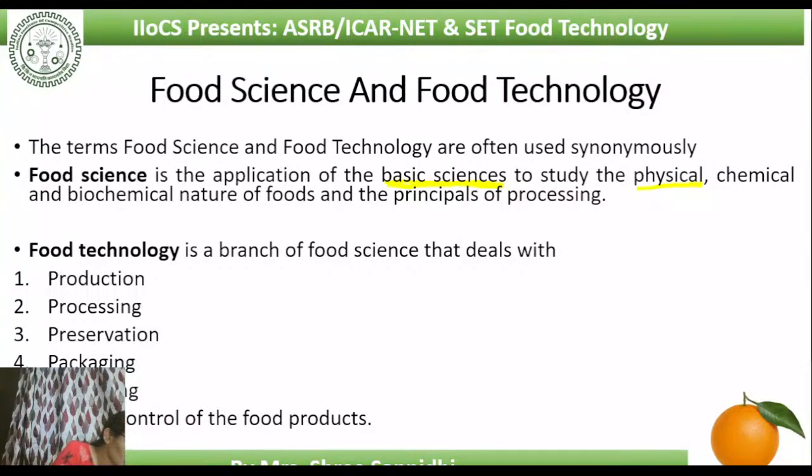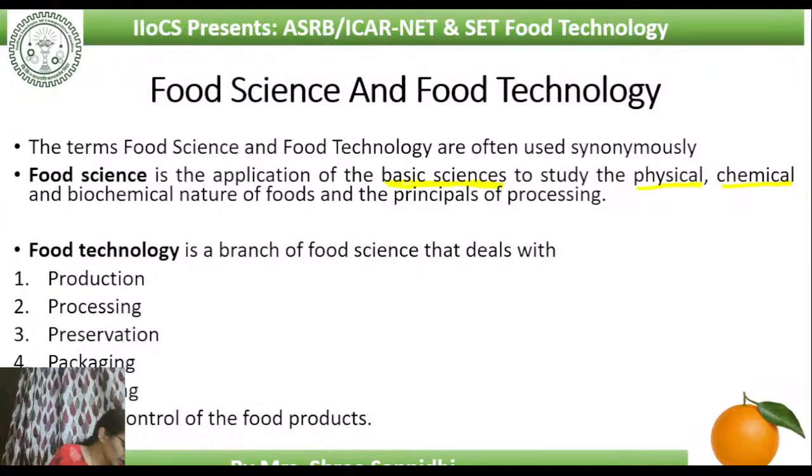And we study the chemical properties. So what are the chemical properties? The composition of the food. Okay, so the food is composed of various compounds like carbohydrates, fats, vitamins, right? And derivatives of all these compounds. So the food is made up of all these chemical compounds. We study the nature of all these compounds and how it acts in the process of food preparation.